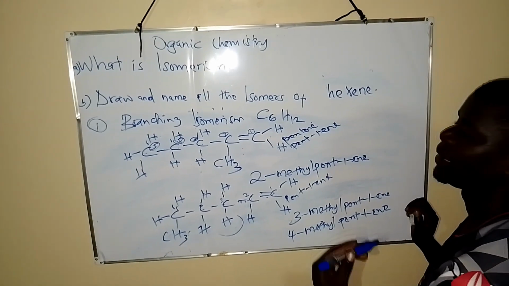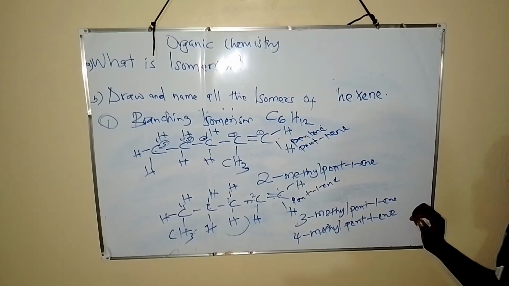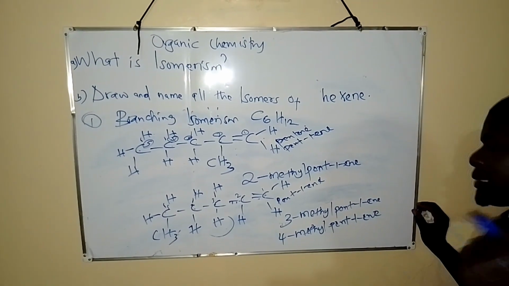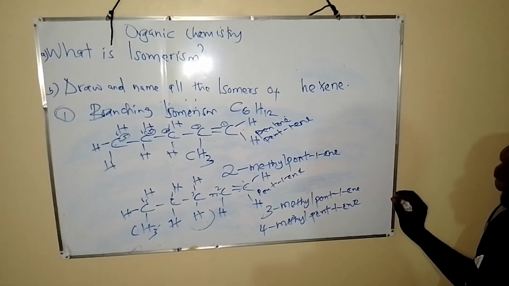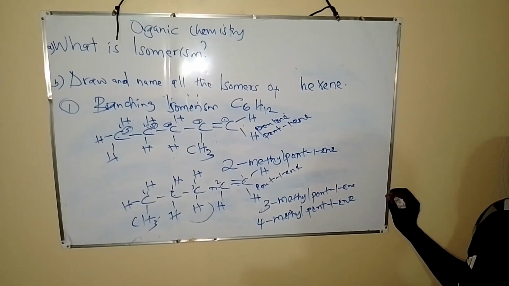So that is hex-1-ene. What we are basically saying is that we cannot have an alkyl group as a branch at carbon number 1.